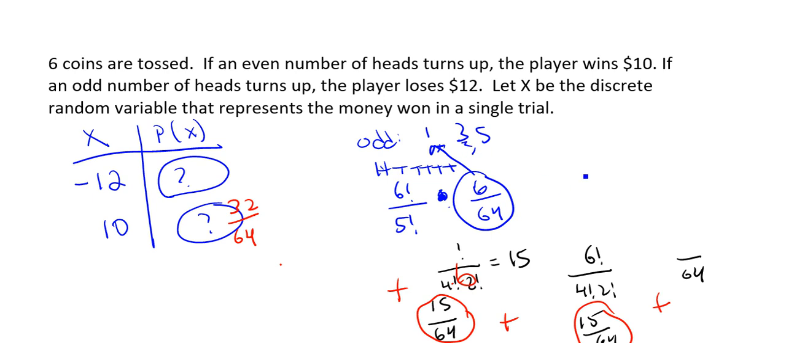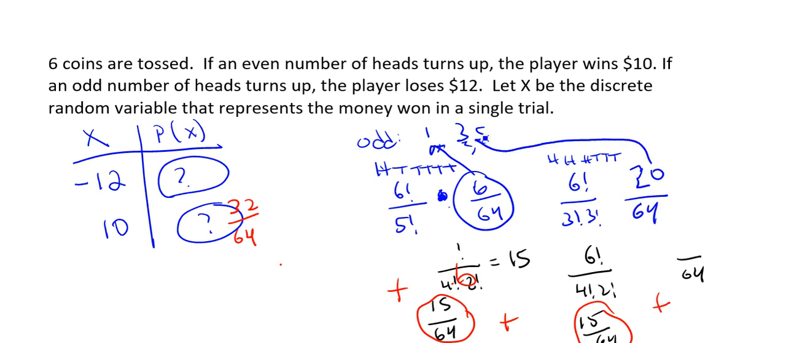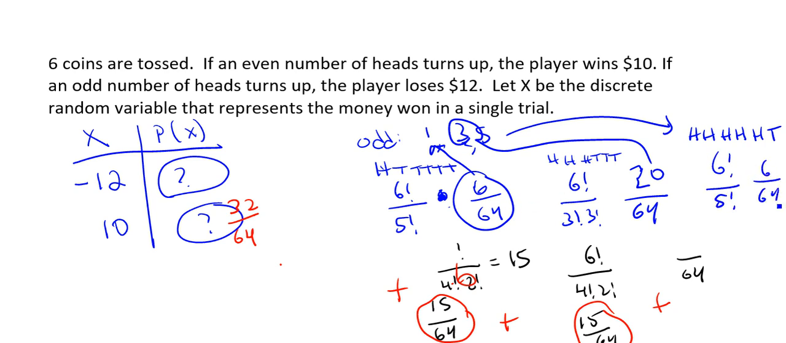Now to get 3 heads, I need something like this. There's 3 heads, so 3 tails. And to get that, I need to have 6 items, 3 of which are repeated, 3 of which are repeated. So there is a total number of 20 ways of that happening. 20 out of 64. That's the probability of getting 3 heads. And then 5 heads means 5 heads, 1 tail. So again, I've got 6 objects, but 5 of them are repeated, so it's the same math as earlier. That's 6 out of 64.